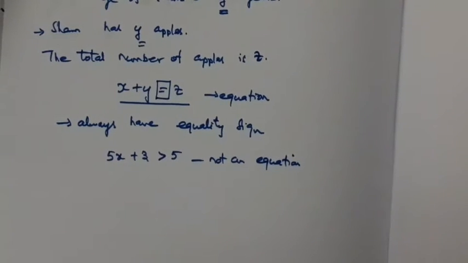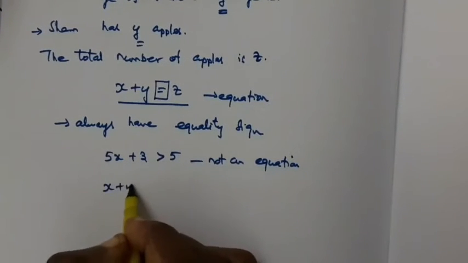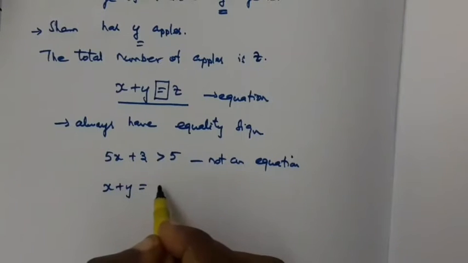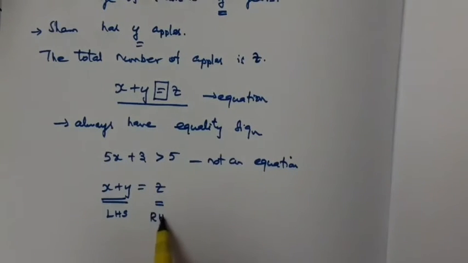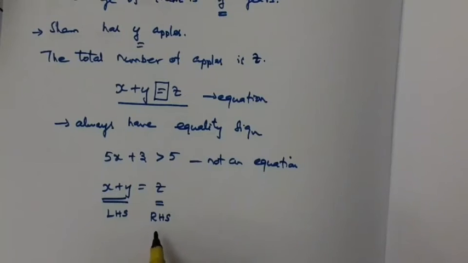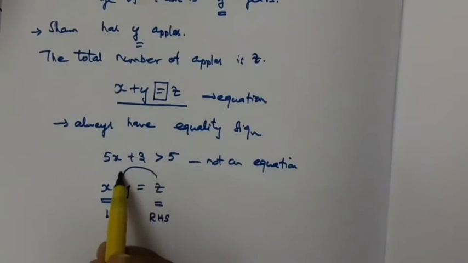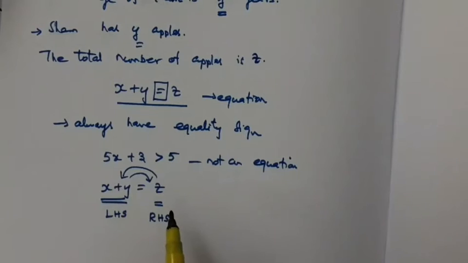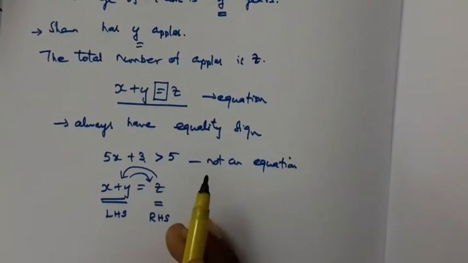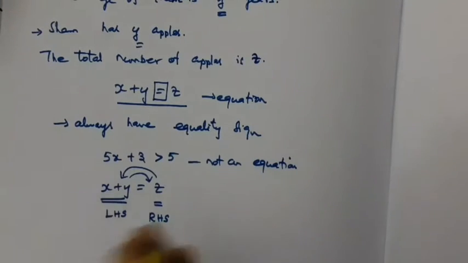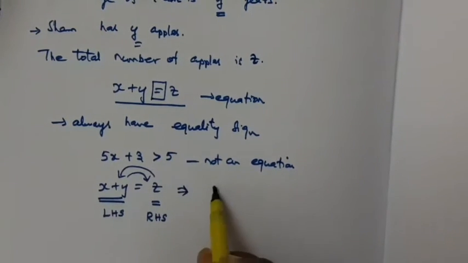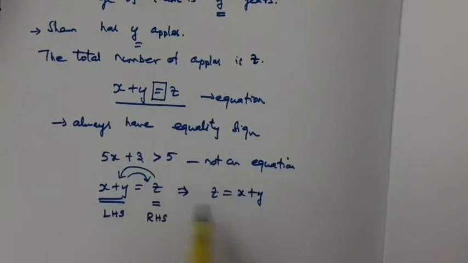So another property here is, in an equation, if I say x plus y equal to z, this side is called left hand side, in short LHS. This side is called right hand side, in short RHS. If you interchange the left hand side and right hand side, which means whatever I am having on the right hand side, bring it to the left hand side, and whatever is there in the left hand side, take it to the right hand side. So how will it look? z equal to x plus y. Okay, both are the same.